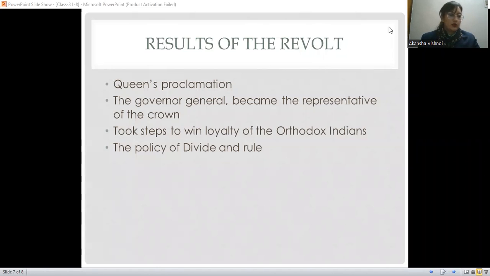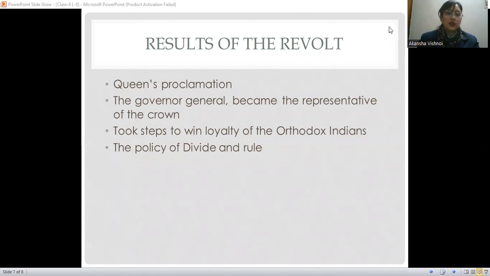Results of the revolt. The Queen's Proclamation in 1858 announced the end of the company's rule in India. The British Crown began to rule India directly through the Secretary of State. The Governor General, a representative of the company, became a representative of the Crown and was henceforth called the Viceroy.